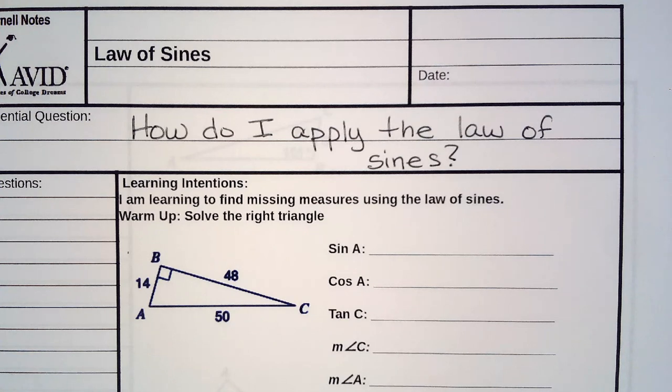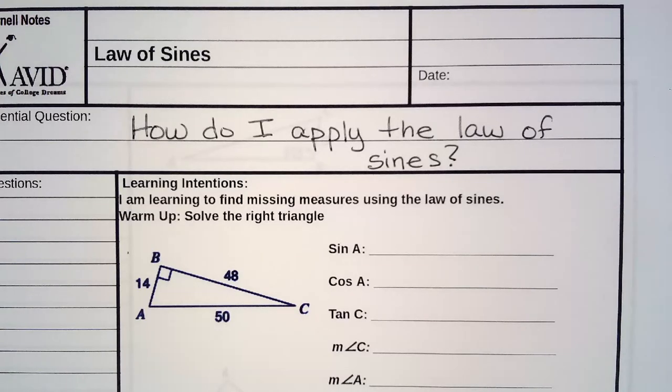Today we're looking at the law of sines. We've just gotten done with part of the unit on trigonometry. We've learned how to use the trigonometric ratios to find missing pieces. The trigonometric ratios only work with right triangles. So what if the triangle is not a right triangle? That's where the law of sines comes in.